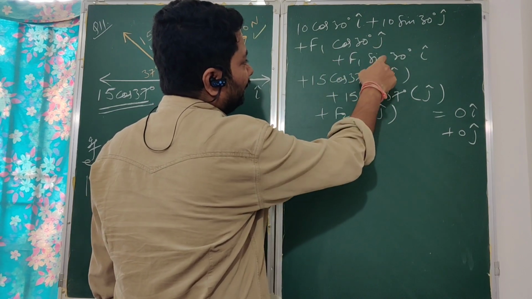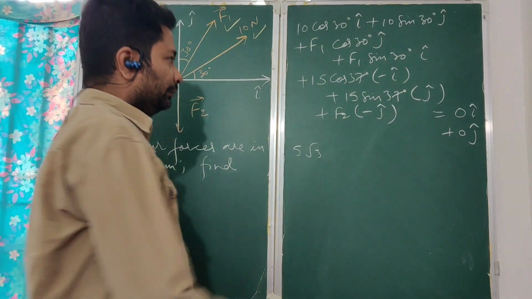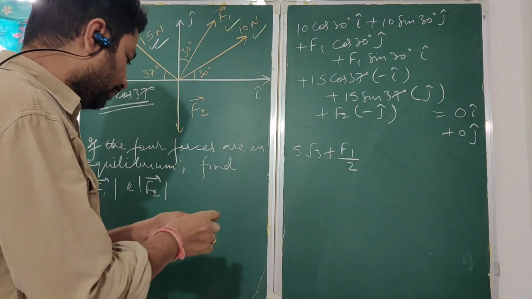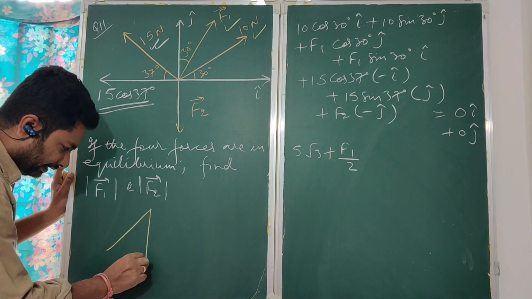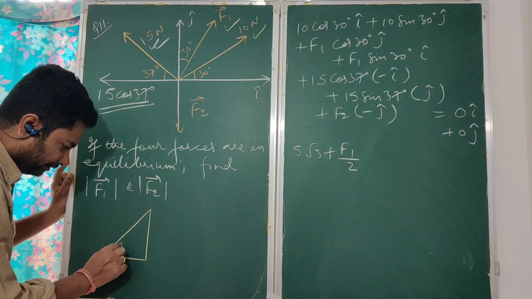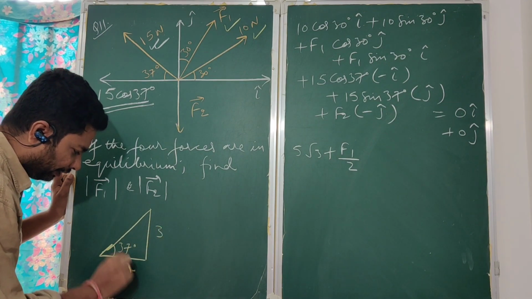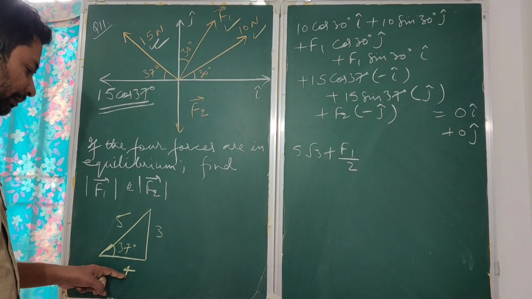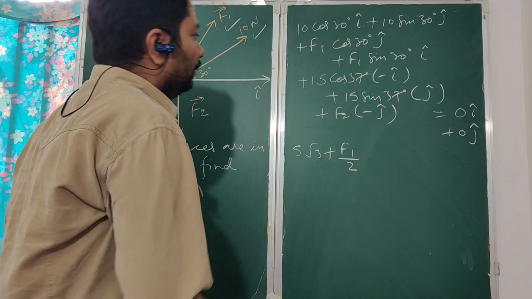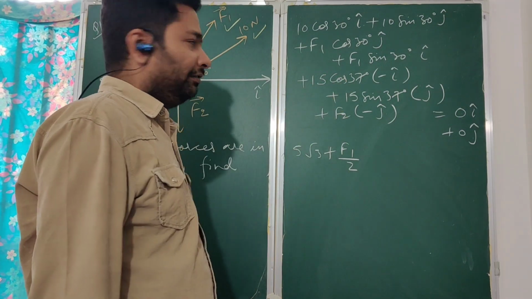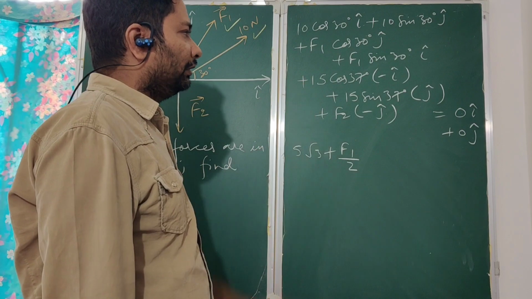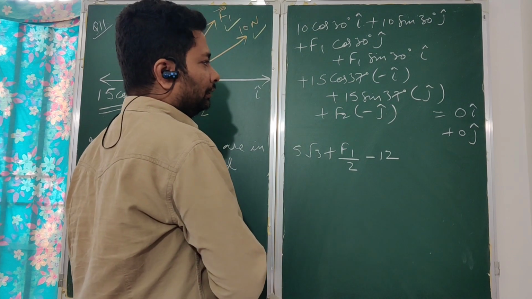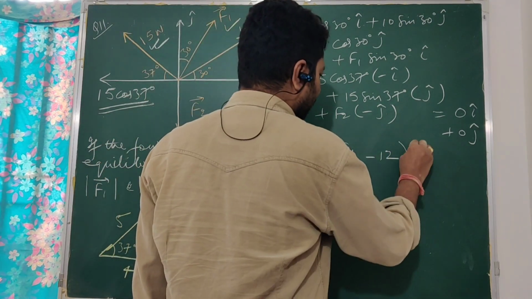Then the next i cap term is here, f1 by 2. Then cos 37. If you are not aware, I am writing it here. This is 37 degrees, this is 3, this is 4 and this is 5. So what will be cos of 37 degrees? It will be 4 by 5. So 15 into 4 by 5, 5 3s are 15, 4 3s are 12. So again minus 12. And this is along i cap.